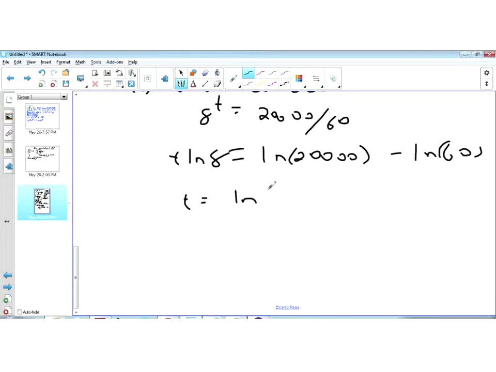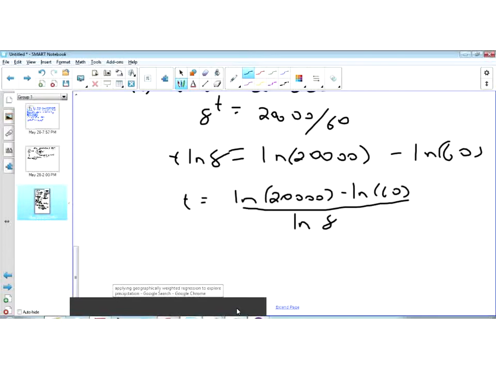Okay, and then solving for t, t is equal to the natural log of 20,000 minus the natural log of 60, whatever this number turns out to be, divided by the natural log of 8. So whatever time that is, so many hours into the future. Okay, all right, so that's number 2.